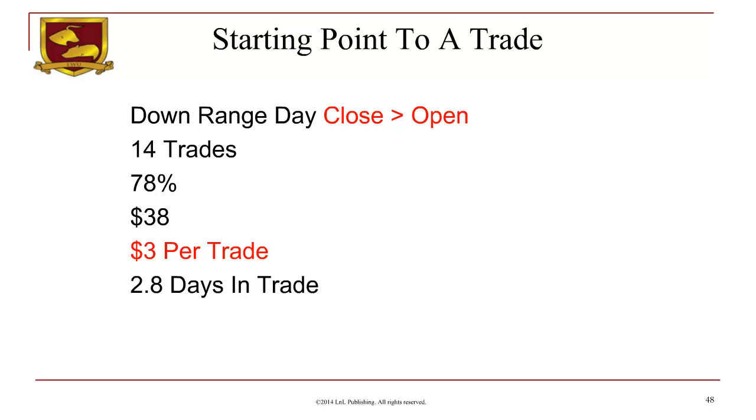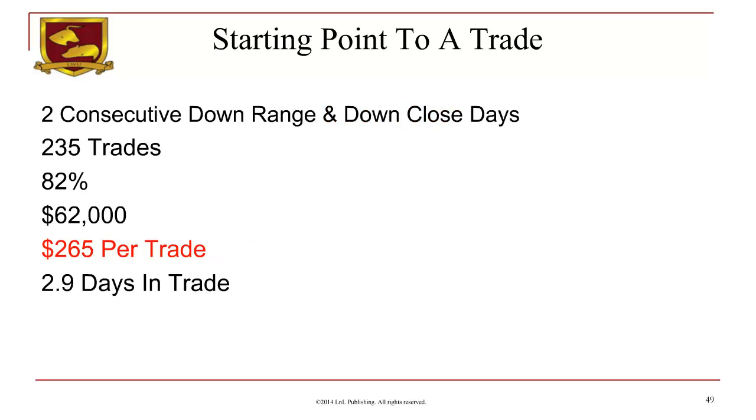We have a downrange day, and the close is greater than the opening. We don't have much of anything. We have two consecutive downrange and down close days. Now I hope I get your attention. $265 per trade. So far, we haven't seen much of anything really. But we know that down ranges tend to set up better buy points.